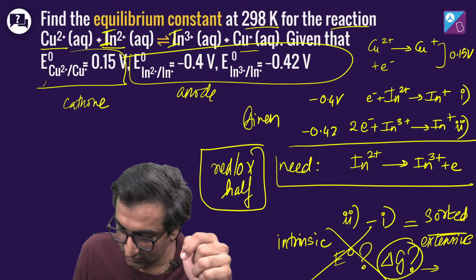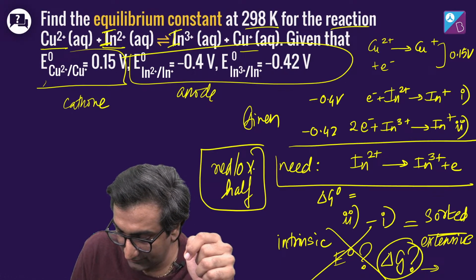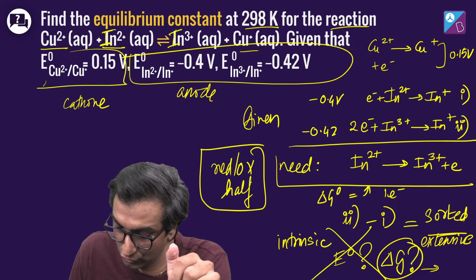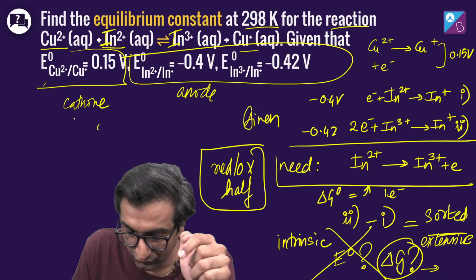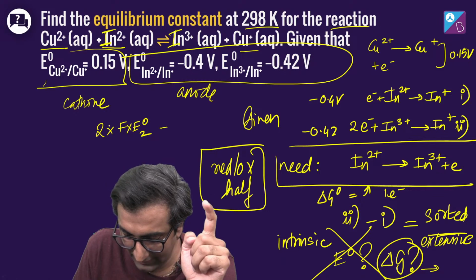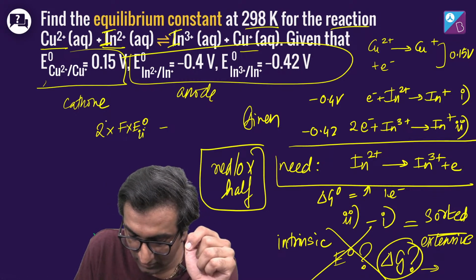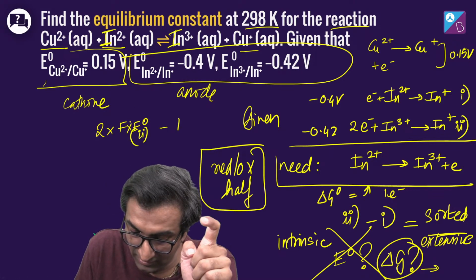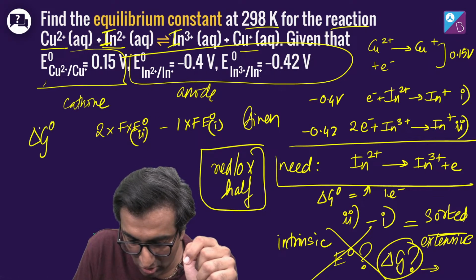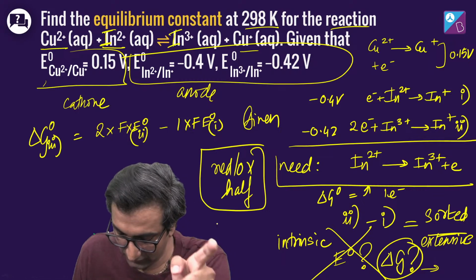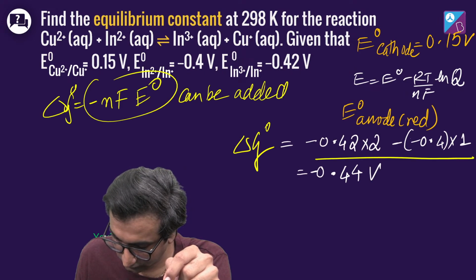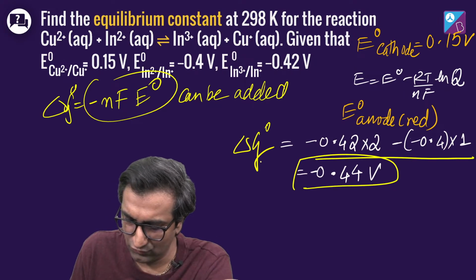Delta G naught of this reaction, which has just one electron, will be equal to minus 2 into F into E naught of 2, since 2 had 2 electrons, minus 1 into F into E naught of 1, since 1 had one electron. This will be delta G naught of 3, which is exactly what we wrote here. And since this has just one electron, it gets this.